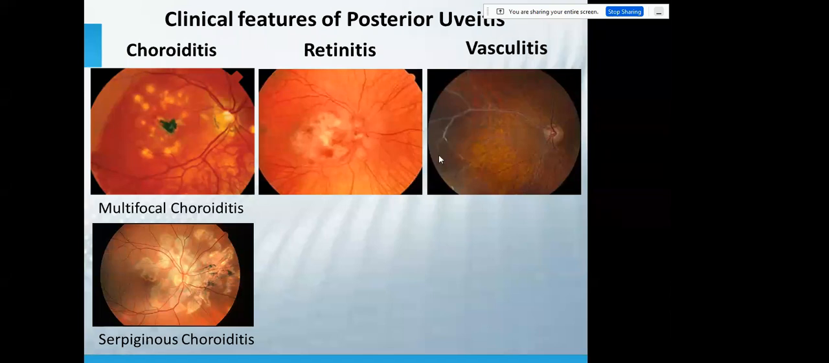If the veins are the ones affected, it's called periphlebitis. And if it is the arterial side, it's called angiitis, okay? Then the choroiditis can also take the shape of a snake, like there's a snake in the retina, that is called serpiginous, like a serpent, okay?